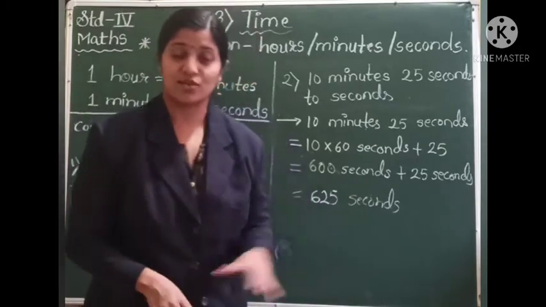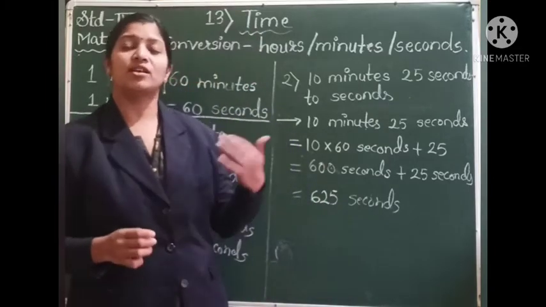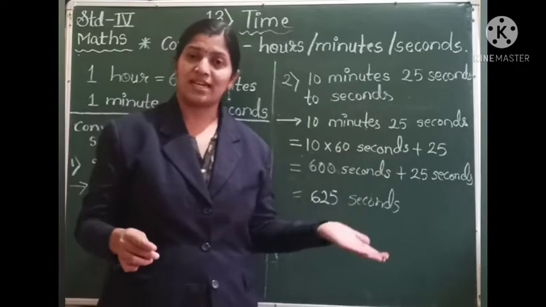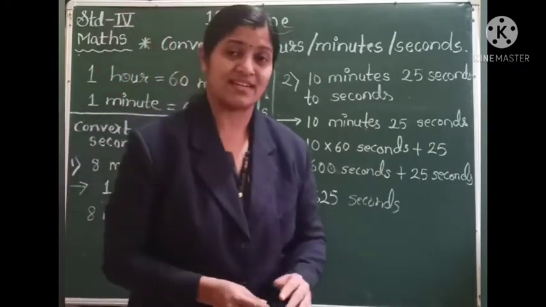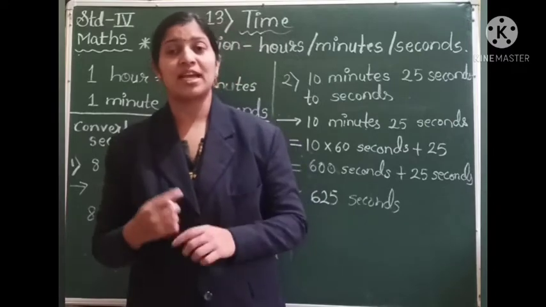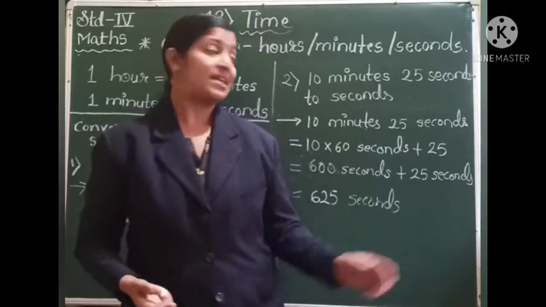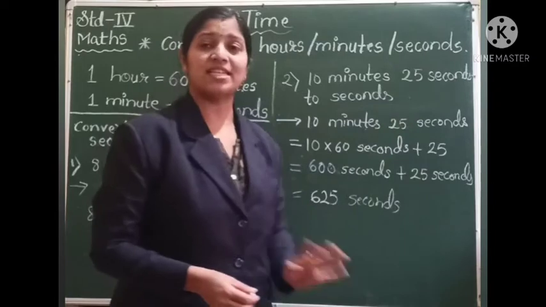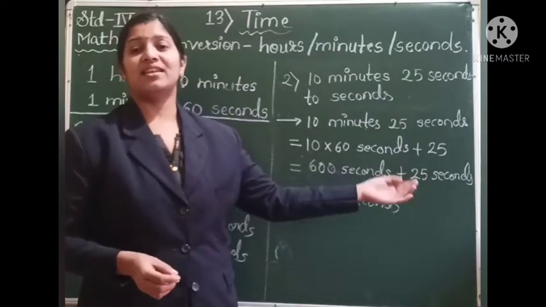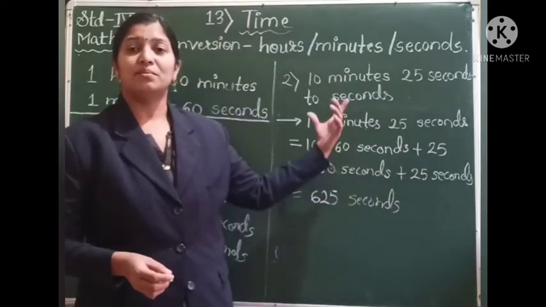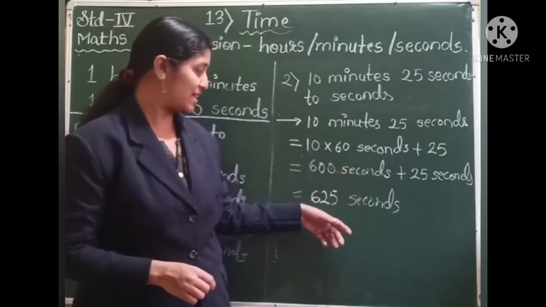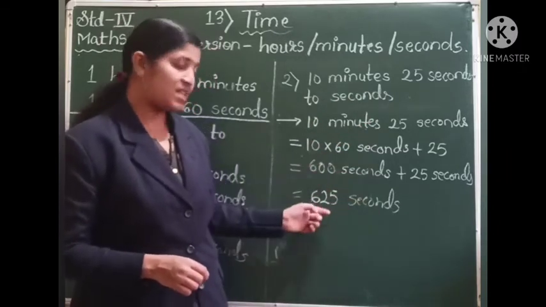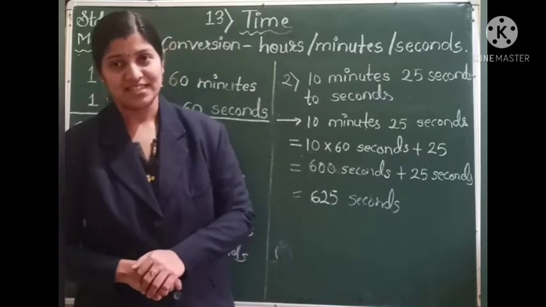625 seconds. So this is the way how you can convert minutes to seconds. You have to just multiply by 60 seconds. The number which is given in minutes has to be converted into seconds, and the number which is given in seconds has to be kept as it is and then added to the minutes when they are converted to seconds, and together we have to write the answer. So here you can see the answer is 625 seconds.